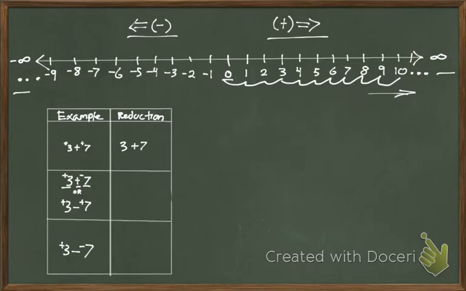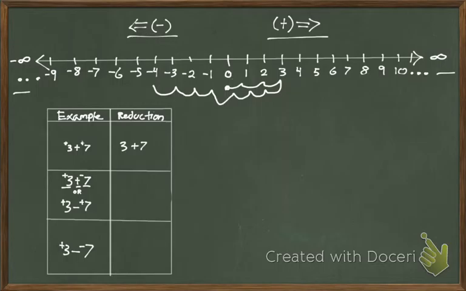And I'm just going to very quickly do that on the number line. I wouldn't actually write this out if I was working a problem, but I do think about this in my head each time. Starting at 0, go to the right 3, 1, 2, 3, and then left 7, 1, 2, 3, 4, 5, 6, 7. Hey, look at that. There's negative 4.